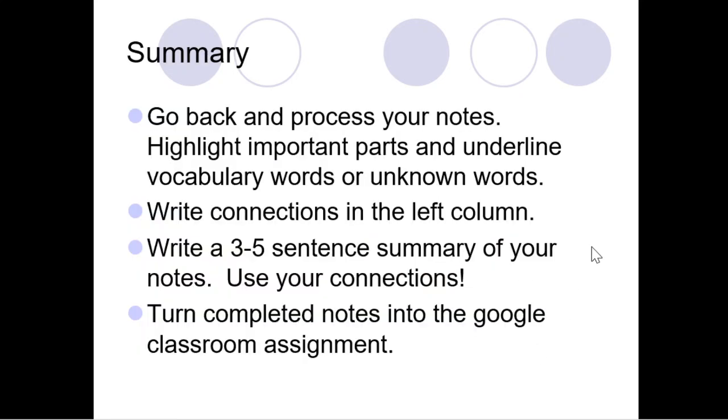So now that we finished our notes, I want you to go back. You're going to process your notes. You're going to highlight important parts. You're going to underline vocabulary words or unknown words. In the left column, again, you're going to write connections, either prior knowledge or experience. Then you're going to use all of that to write a 3 to 5 sentence summary of your notes. Use your connections. Use your processing of your notes. Once that is completed, go ahead and turn completed notes into the Google Classroom assignment. Once you're done with that, you're going to go ahead and move on to your homework.